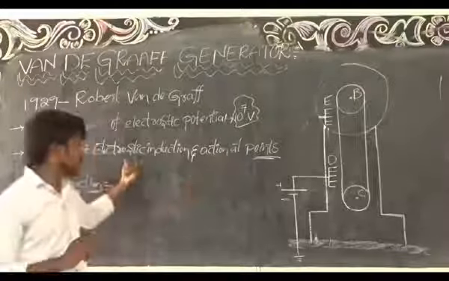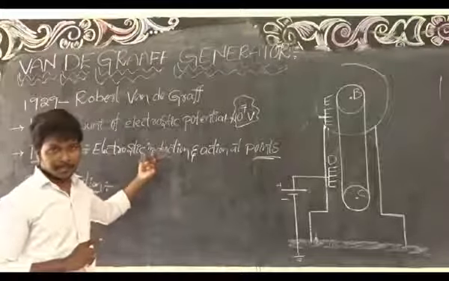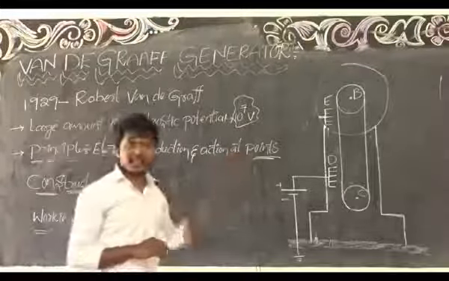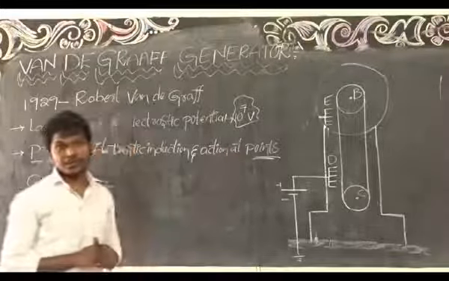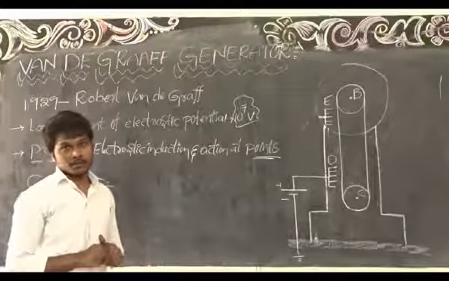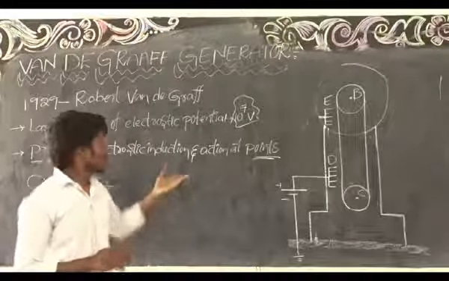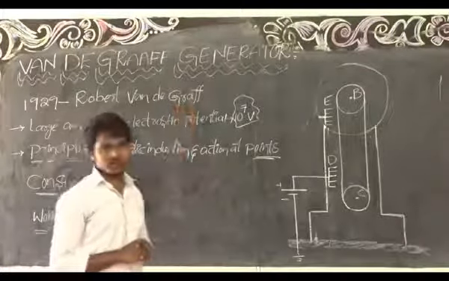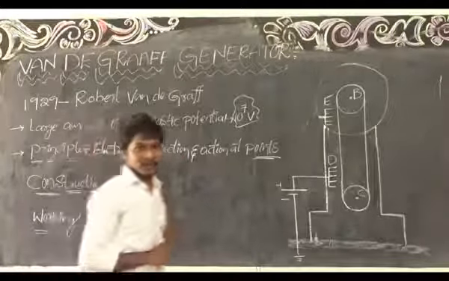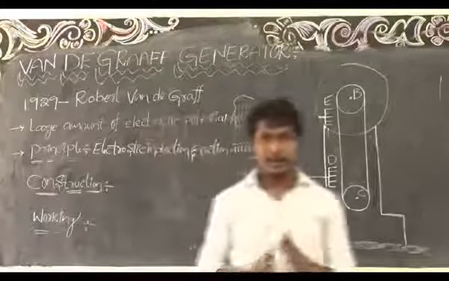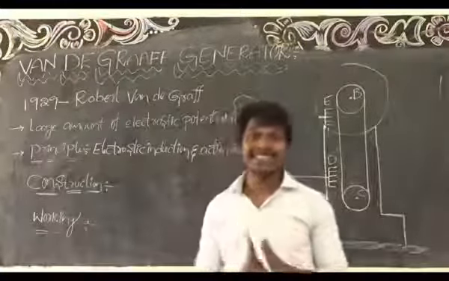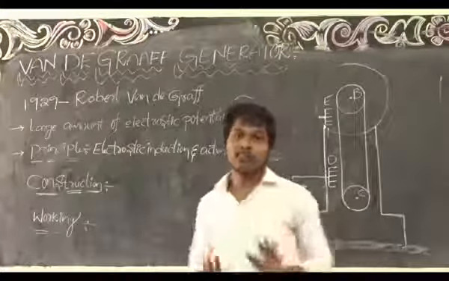I told you already what electrostatic induction is. At the same time, I told you in the previous class what action at points is. So based on this concept, our machine works. The principle of the Van de Graaff generator is electrostatic induction and action at points.